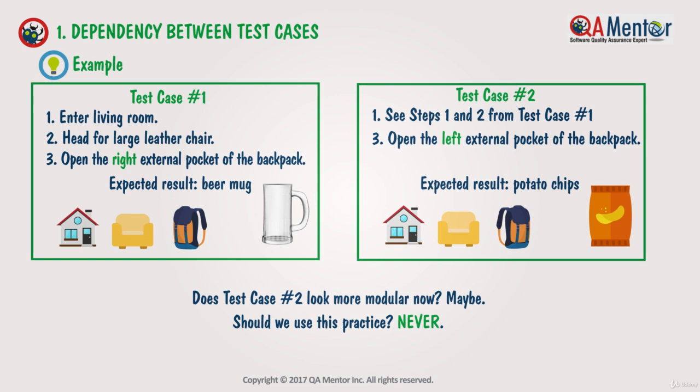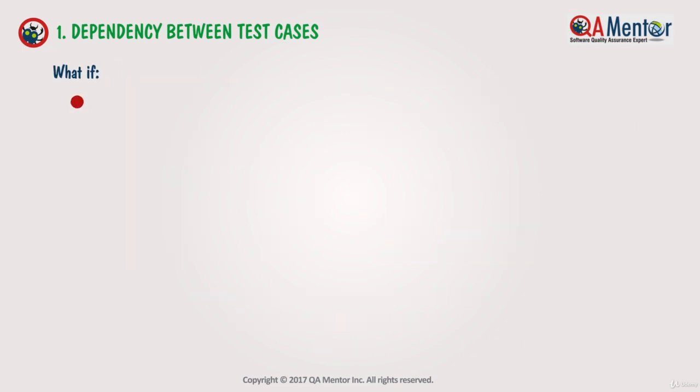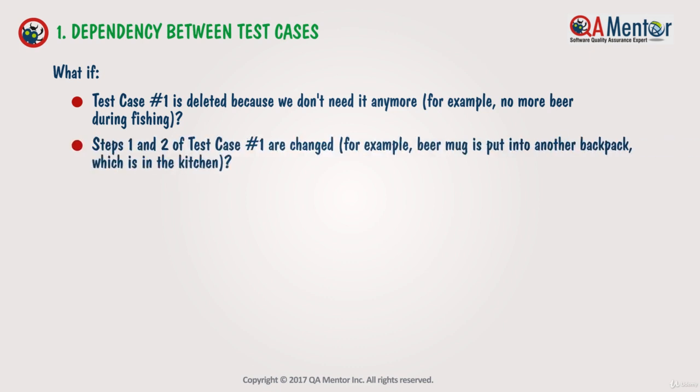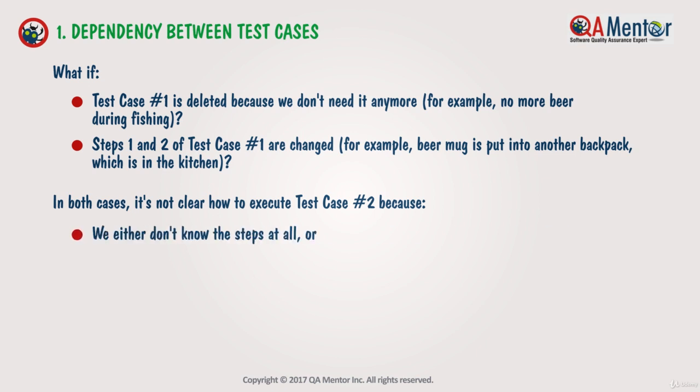Never. Why not? What if test case 1 is deleted because we don't need it anymore? For example, no more beer during fishing. Or steps 1 and 2 of test case 1 are changed. For example, the beer mug is put into another backpack, which is in the kitchen. In both cases, it's not clear how to execute test case number 2 because we either don't know the steps at all or the steps that we have are not correct.